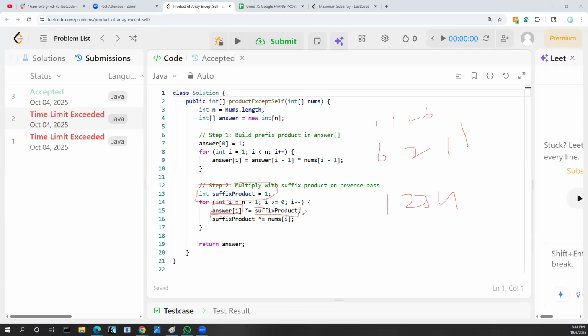Answer of I stores multiply by suffix product multiply by nums of I. Your nums of I is 1, 2, 3, 4. Your suffix product, and the third answer is third is this. So you multiply third by the first one. Yeah, sorry, I'm unable to depict this, but I hope I was able to convey how this works. But basically, you're multiplying them in the opposite direction.